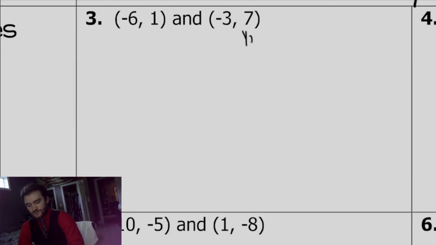So my y2, my y1, my x2, my x1, right? So y2 minus y1 means 7 minus 1 all over negative 3 minus negative 6.